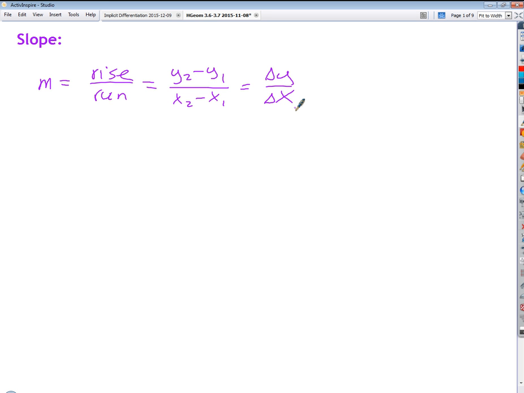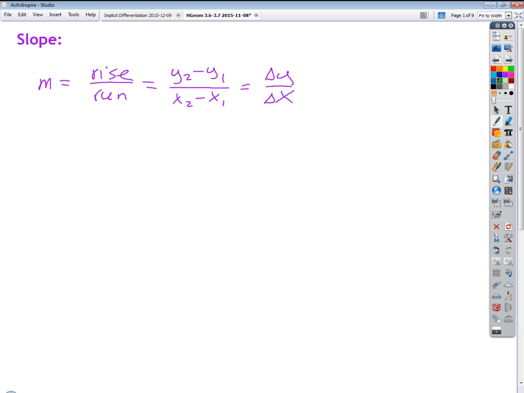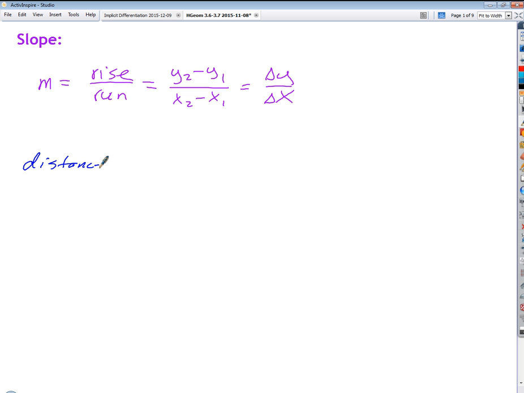Okay, but there's a difference here between the delta y and the delta x we use for the distance formula. Remember that we said before, I want to make sure we get this because this is a source of confusion for people sometimes. Our distance formula, so this is slope. For distance, remember we got d equals the square root of delta x squared plus delta y squared, right?